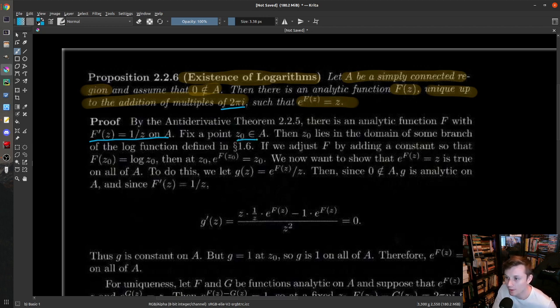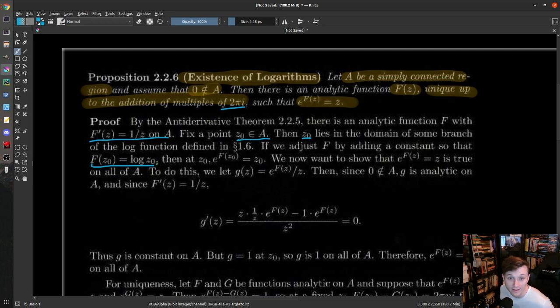Now, if we fix a point z naught in A, then z naught is in the domain of some branch of the log function, defined as before, like we did in the beginning. Okay, cool. We're going to just use that. Now, if we adjust f by adding a constant so that f of z naught is equal to the log of z naught, just like using the logarithm as before. So we can just add a little bit to f, because f is unique up to addition of a constant.